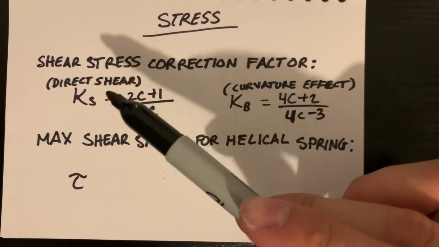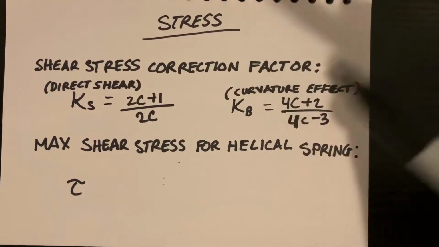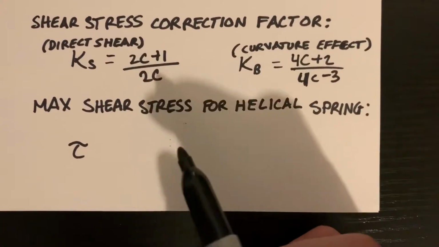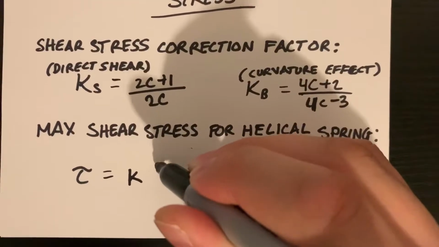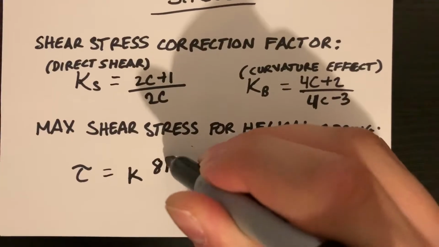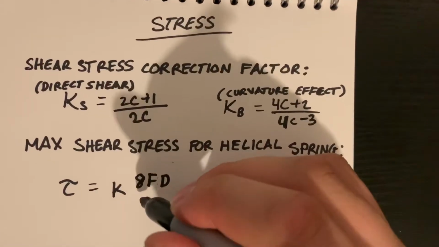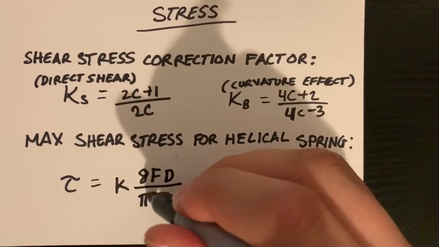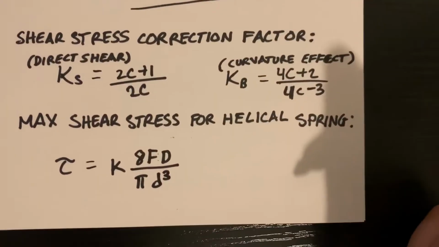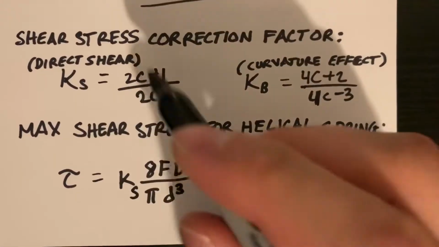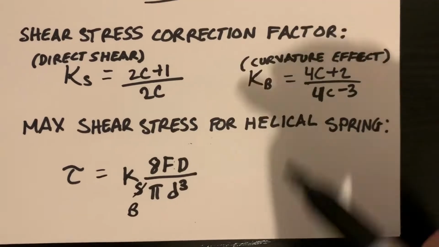So if there's only direct shear, you use Ks. If there's direct shear and curvature, you use KB. And that's to calculate the max shear for a helical spring, which is K times 8FD over pi d cubed, where F is the force, big D is the coil diameter, and little d is the wire diameter. And this K will either be Ks for direct shear or KB for direct shear and the curvature effect.